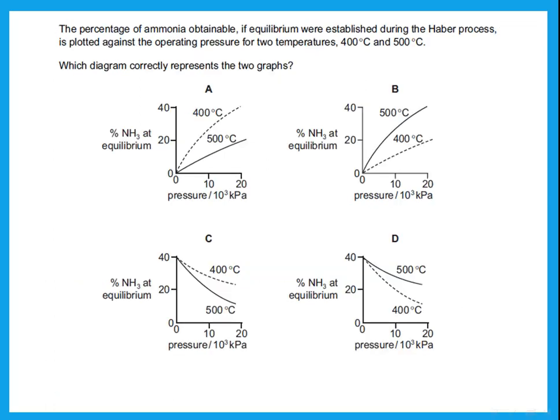Okay. The percentage of ammonia obtainable if equilibrium were established during the Haber process is plotted against the operating pressure for two temperatures, 400 degrees centigrade and 500 degrees centigrade.